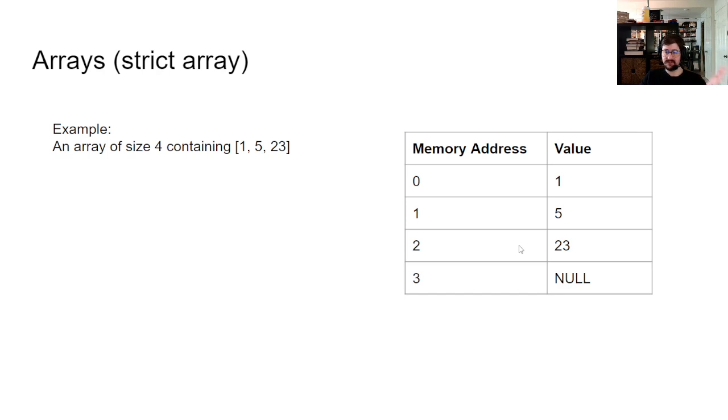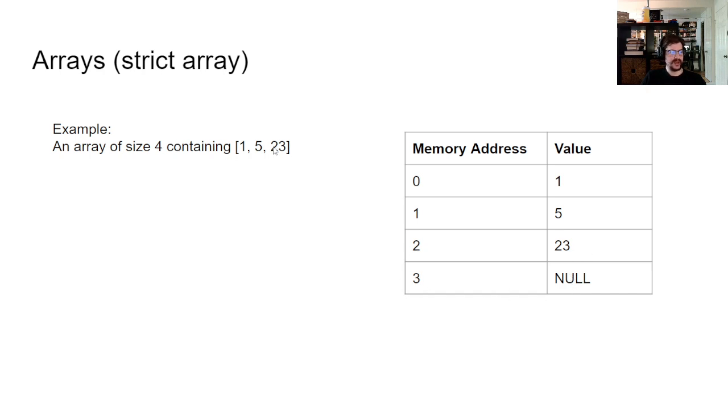In this case, I'm just using an arbitrary slot for memory. You could assume this is like a byte of memory. So 0 has the first element of the array, 1. Second has the 5th, and you can see this is why we zero index arrays, because memory starts at 0. 2 has 23. 3 is null.